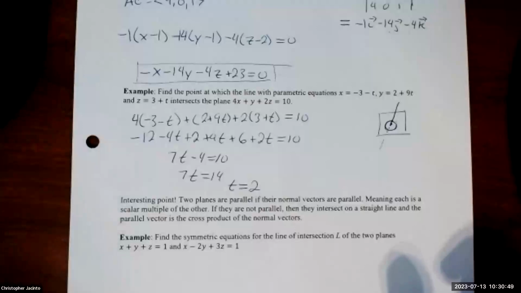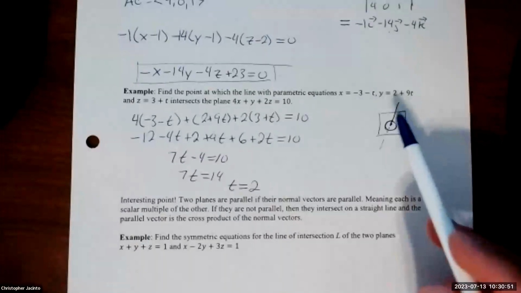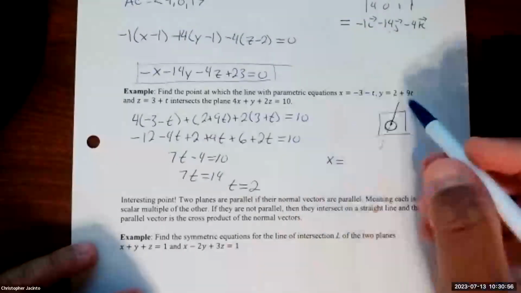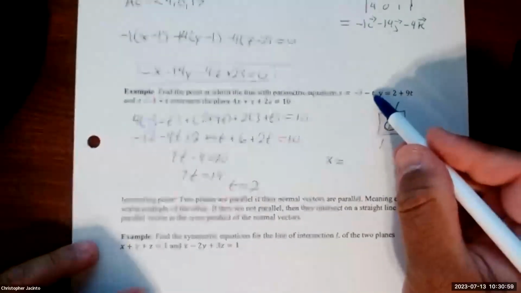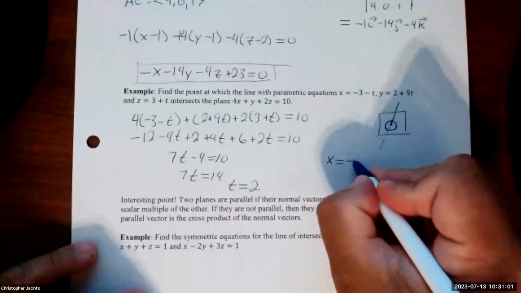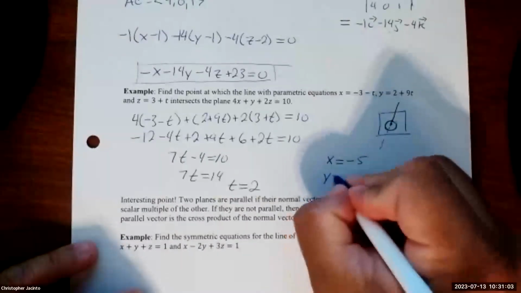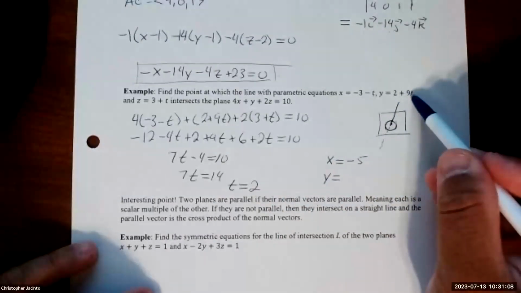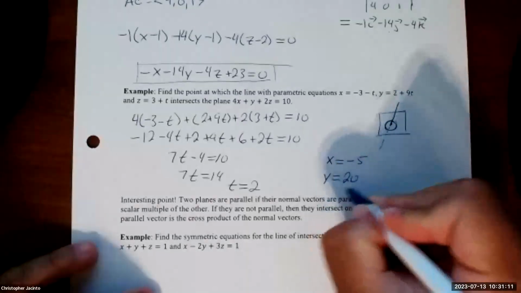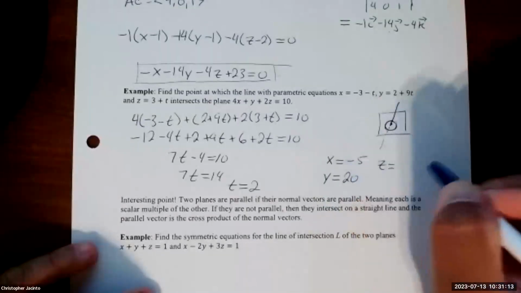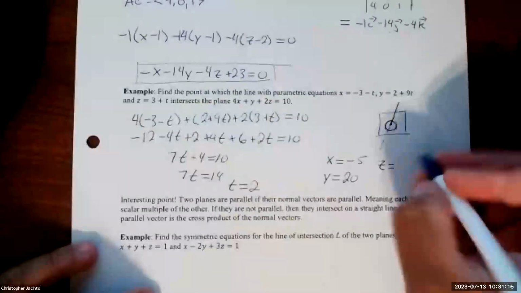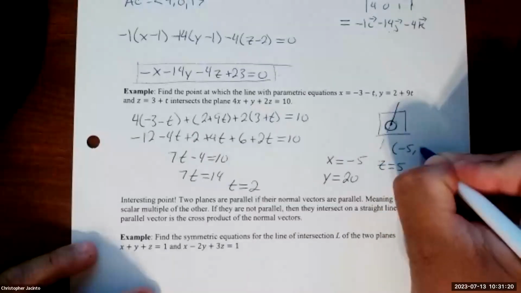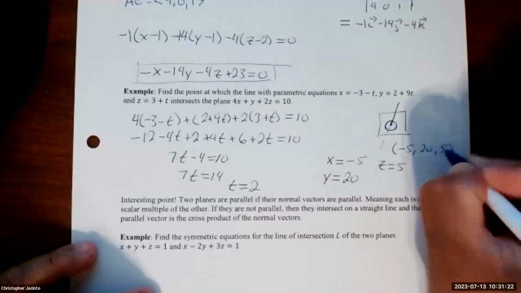Perfect. Now we have t equals 2. We could just plug it back into our parametric equations and find the exact point where it crosses. So I plug in t equaling 2 here. So -3 minus 2, -5. Plug in 2 over here. So that gives us, what's that? 18 plus 2 is 20. And then the z, plug in 2, 3 plus 2 is 5. So it crosses this point at -5, 20, 5.